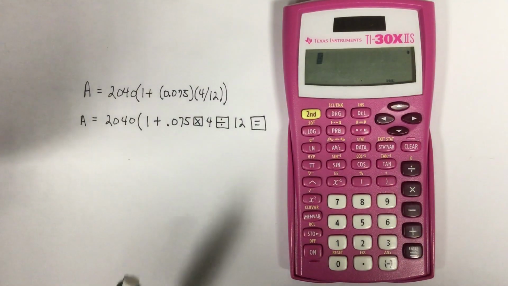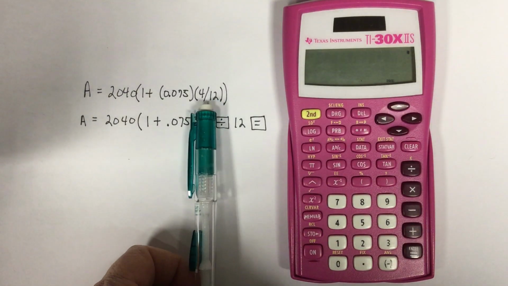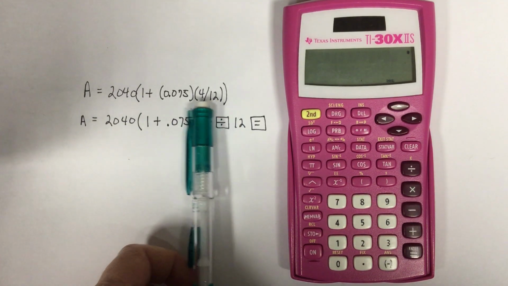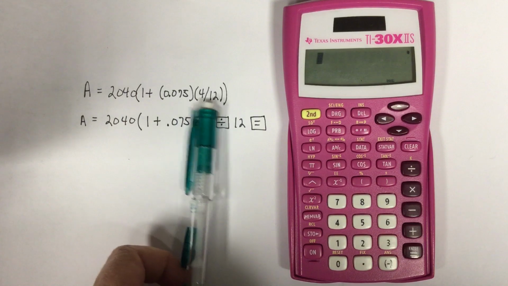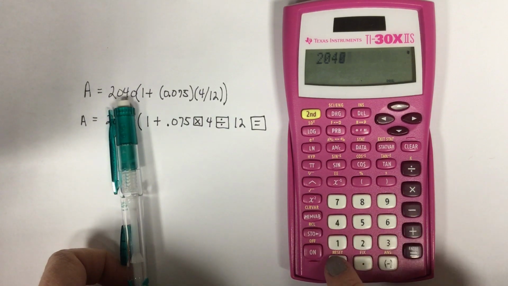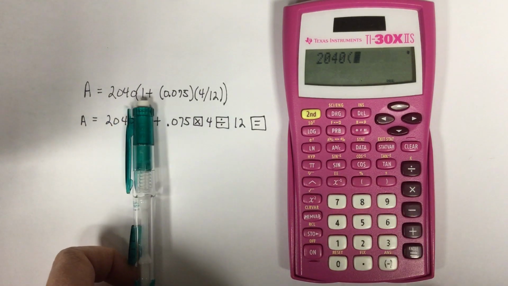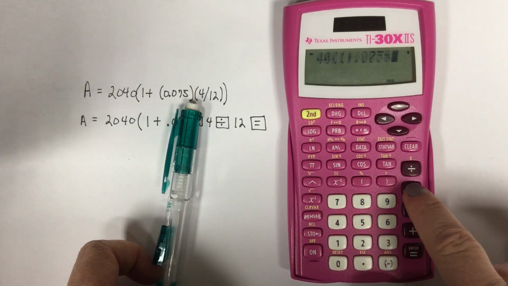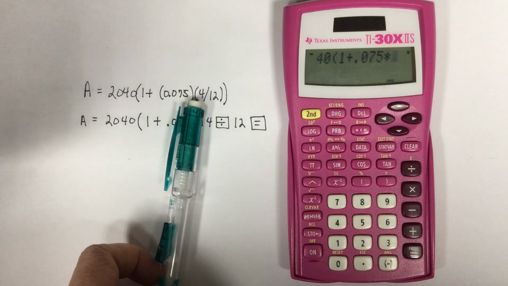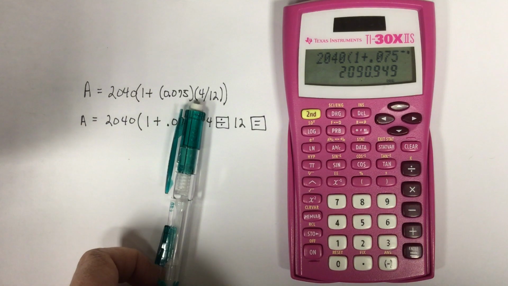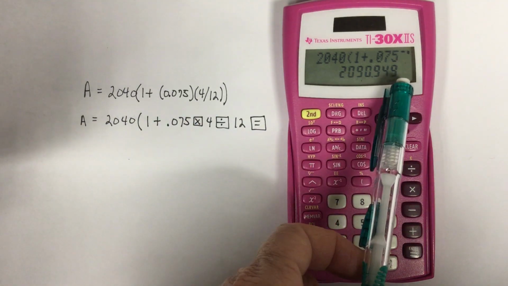Now before we go back to the notes, I just want to show you what would have happened if we had used 0.333 here instead of 4/12. So imagine we were using the decimal value for 4 divided by 12, and we rounded off to 3 decimal places. So then I would have 2040, open parentheses, 1 plus 0.075 times, this is where I'm going to use that rounded decimal value of 0.333. And look, it gets us close. It's only about 5 cents off.